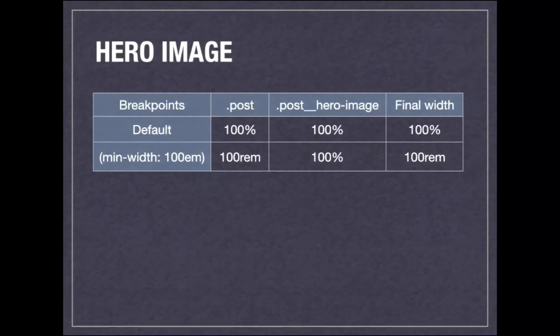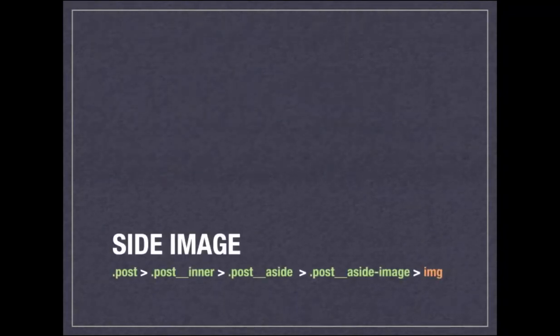So here we have a sheet that shows that post. By default, it's 100%. If it's over a minimum width of 100 em, then it's 100 rem. And the image is always going to be 100% of that container. So we calculate it out, and we understand that by default, that image at the top is always 100% of the width of the screen, unless the screen is really big, and then it's capped at 100 rem wide.